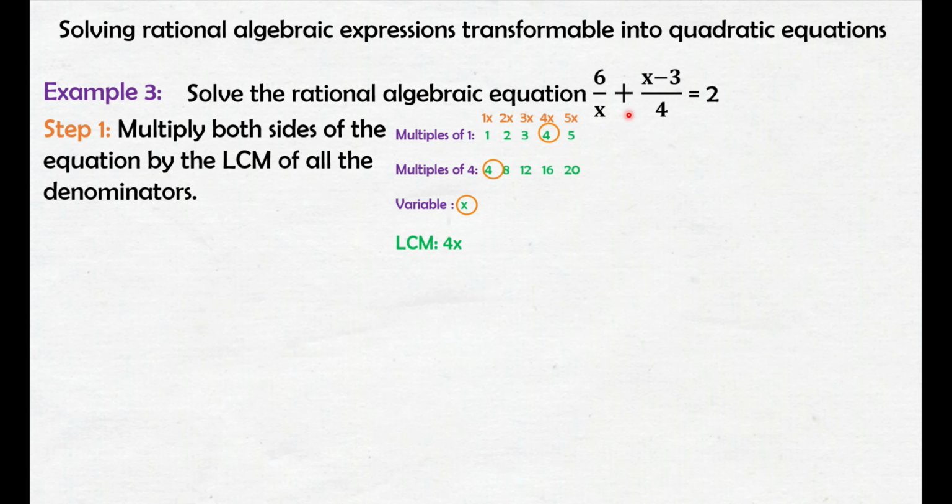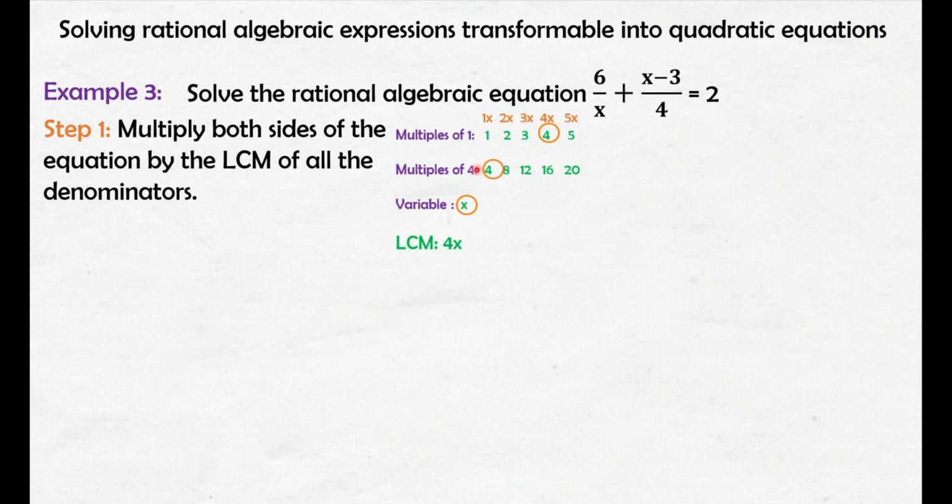Unahin muna natin yung mga coefficient. Okay? So, yung 1, merong 1 dito, meron yung 1 doon. So, 1, 2, 3, 4, 5, yung multiples niya. And then, yung 4 naman: 4, 8, 12, 16, 20. So, makikita natin dito na yung 4, yung least common multiple nitong 1 and 4.